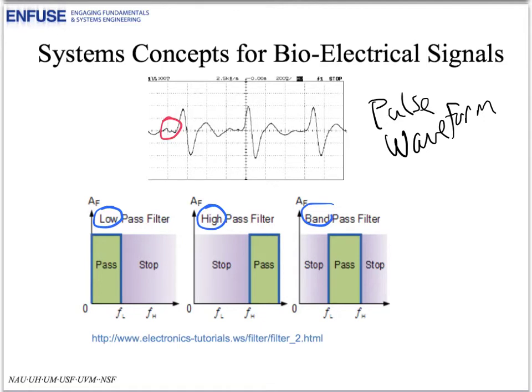And of course, as the name implies, a low pass filter allows low frequencies to pass through and it stops high frequencies. And a high pass filter will stop the low frequencies while allowing the higher frequencies to pass. And then of course the band pass filter will stop low frequency signals and will also stop high frequency signals, but there is a band between the F low and F high where the signals are allowed to pass.